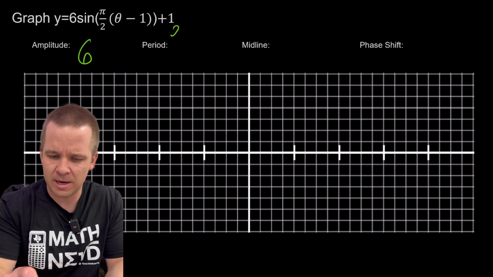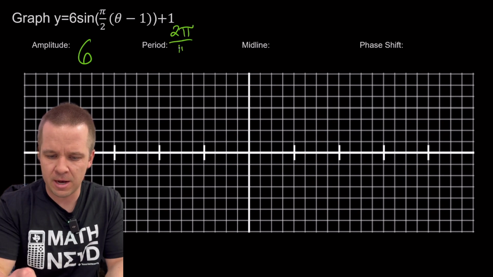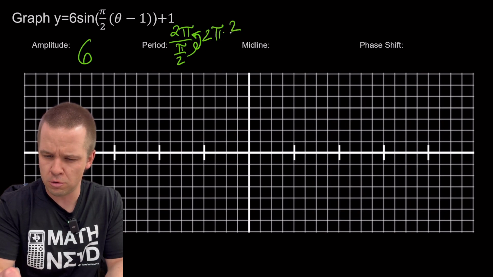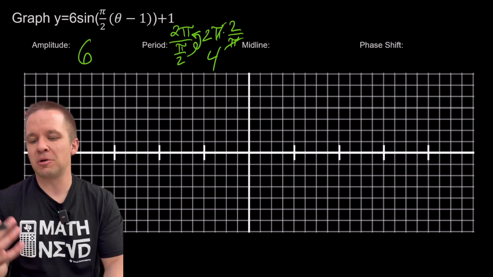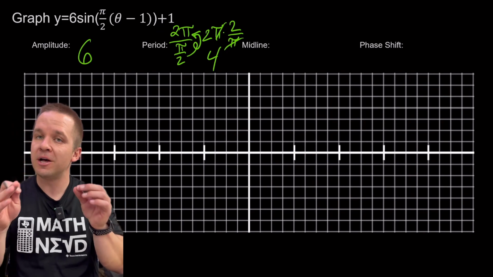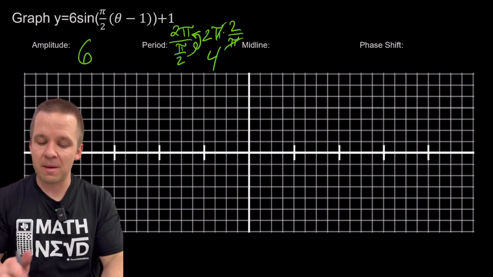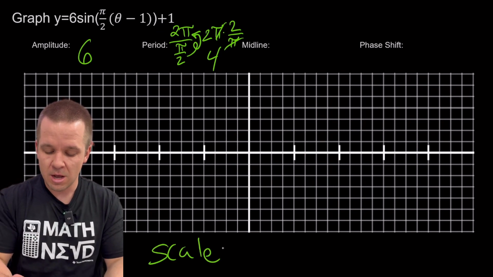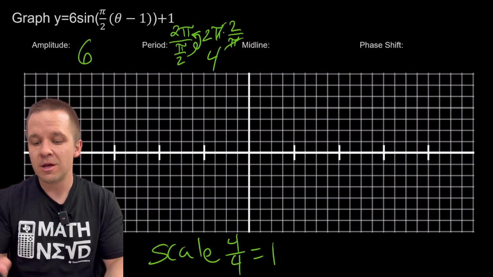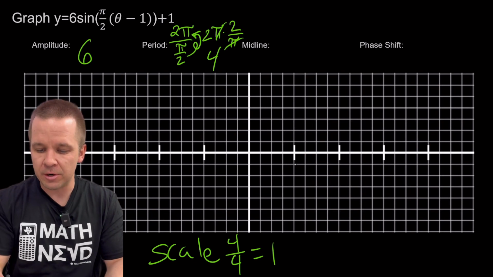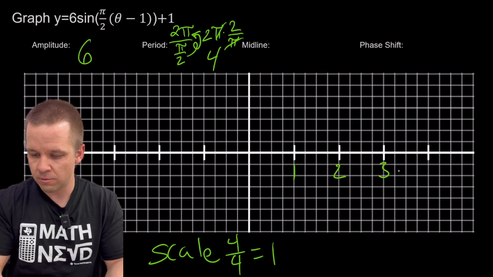So I have to take 2 pi and divide it by pi over 2, aka multiply it by its reciprocal. So really it's 2 pi times 2 over pi. Cancel the pi's, I get 2 times 2, that's 4. My period is 4. You might notice also on the graph, I took off the scaling because of this. So my period's 4, which means my scale, I'm going to divide it into 4 chunks, 4 divided by 4, which is 1. So my scaling along that theta, I'm going to do 1, 2, 3, and 4.